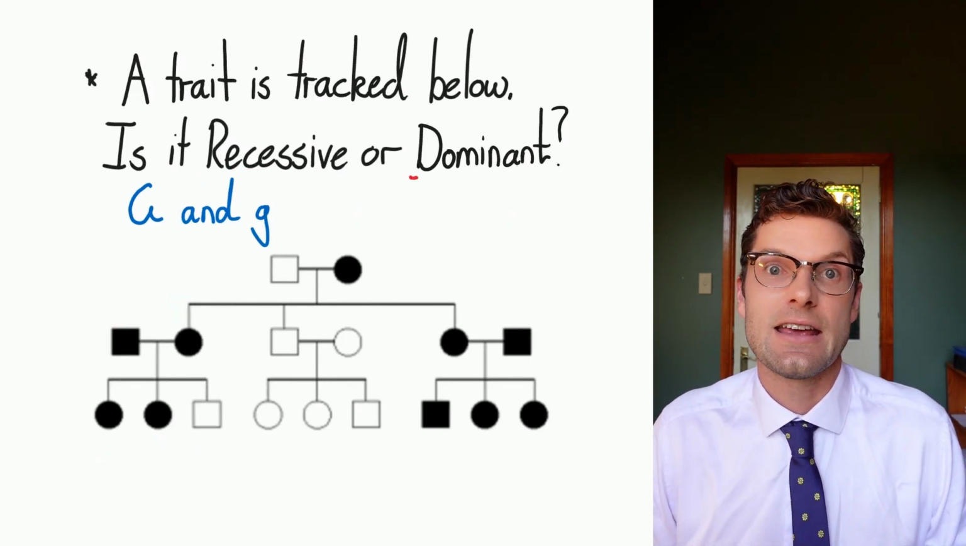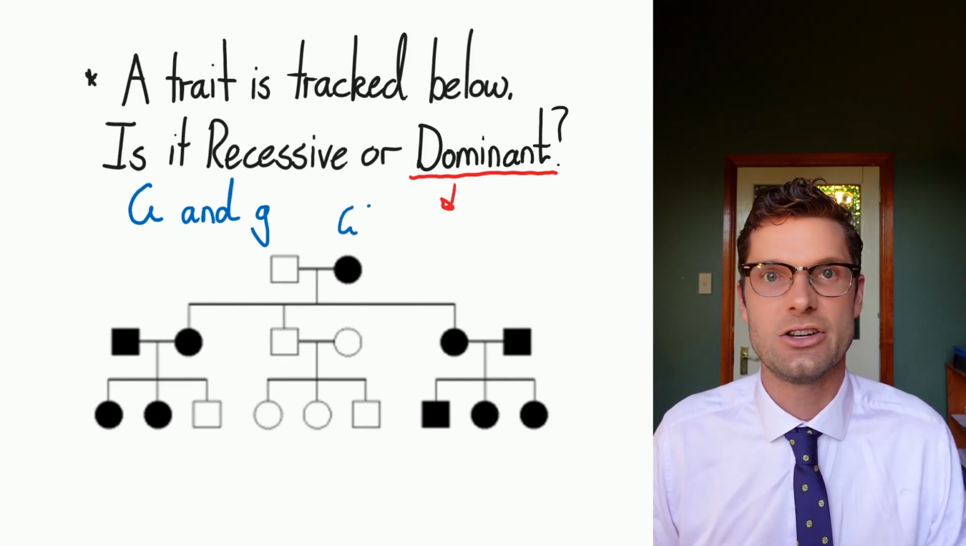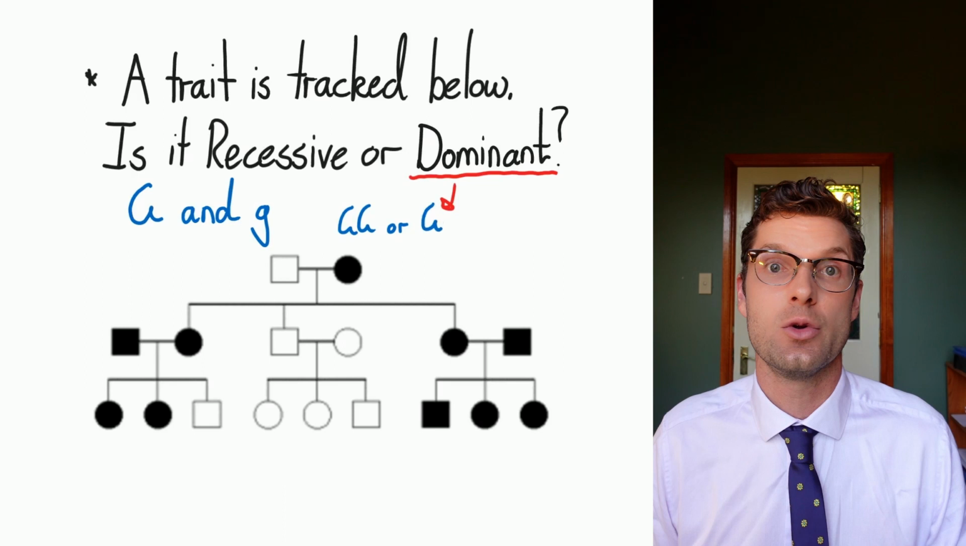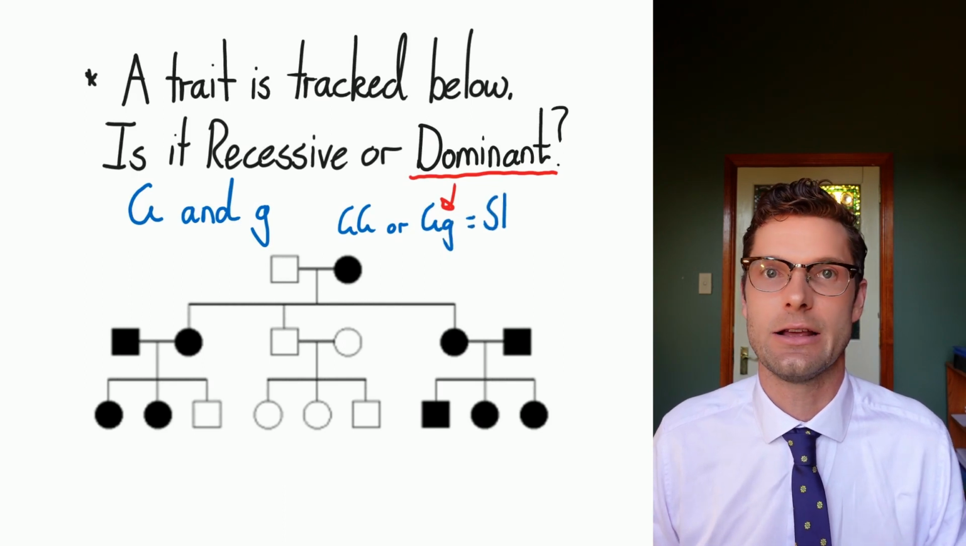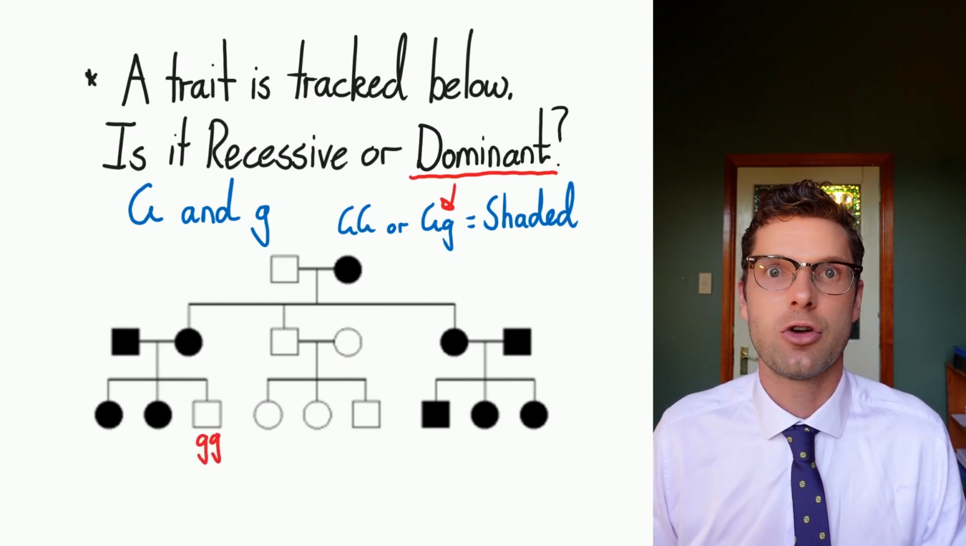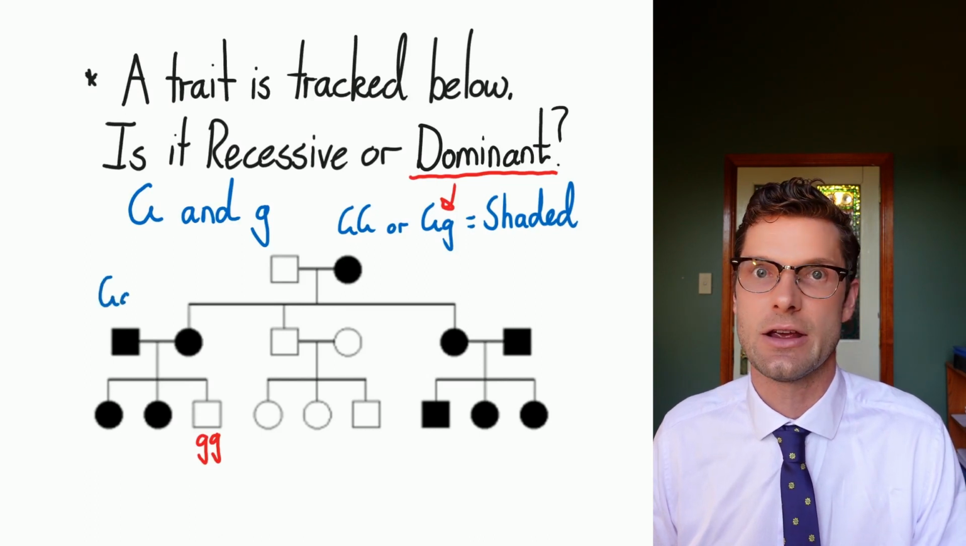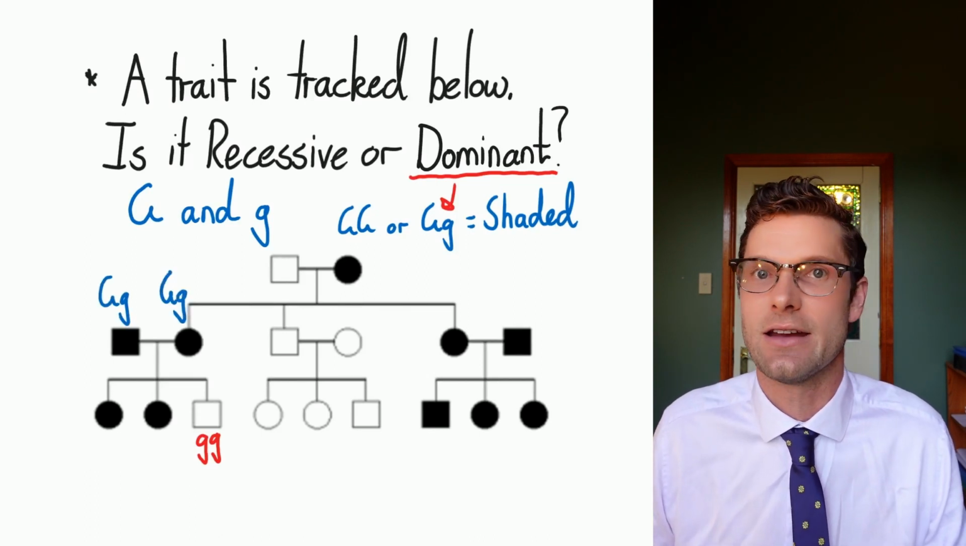Just to check, let's see if this could be dominant. Because dominant could be big G, or big G, little g, either one of those would be shaded if that dominant allele is present. So let's say that the parents were both heterozygous, big G, little g. If we did their cross, we know that 1 out of 4 times they could have an offspring that is little g, little g. And that would result in an unshaded kid.